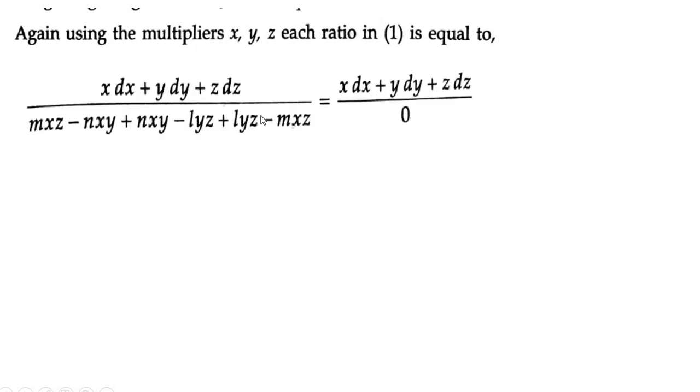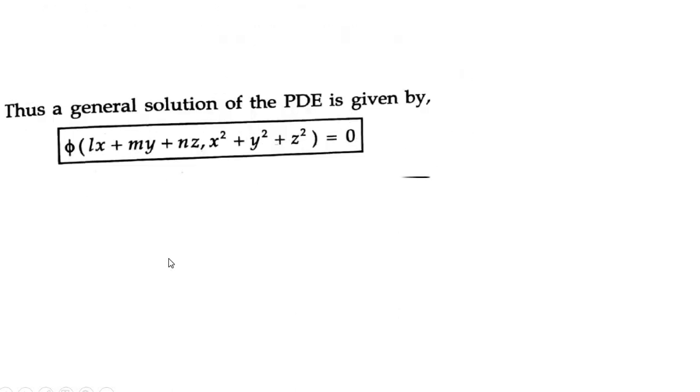So in equation 1, you get x into dx plus y into dy plus z into dz divided by, multiply the first term with x, second term with y and third term with z. So the denominator will be 0, and integrating it you get x square plus y square plus z square equal to 2c2. So this will be your required solution.